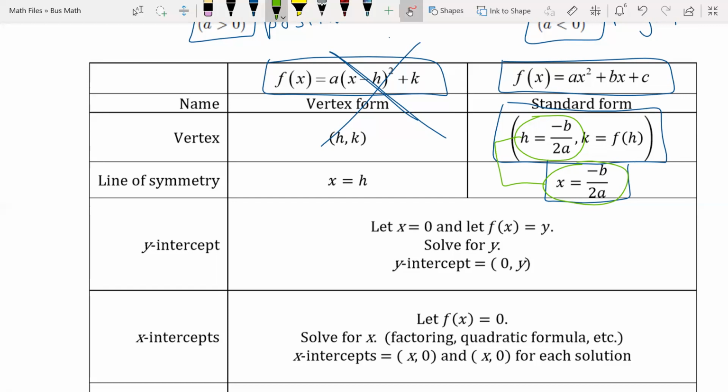All right. Again, I'm going to erase that. There we go. Okay.